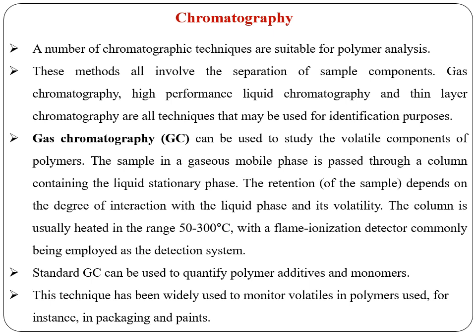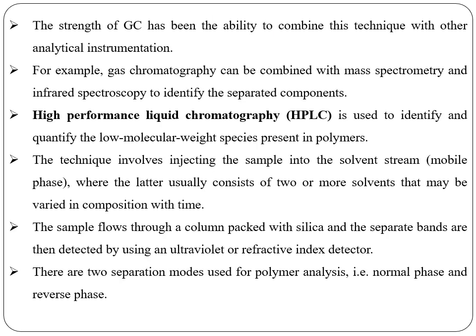Standard GC can be used to quantify polymer additives and the monomers. This technique has been widely used to monitor volatiles in a polymer used, for instance, in packaging and in paints. One of the advantages of GC is that it has the ability to combine with other analytical instrumentation. For example, GC can be combined with mass spectrometry and IR spectroscopy to identify the separated components directly.